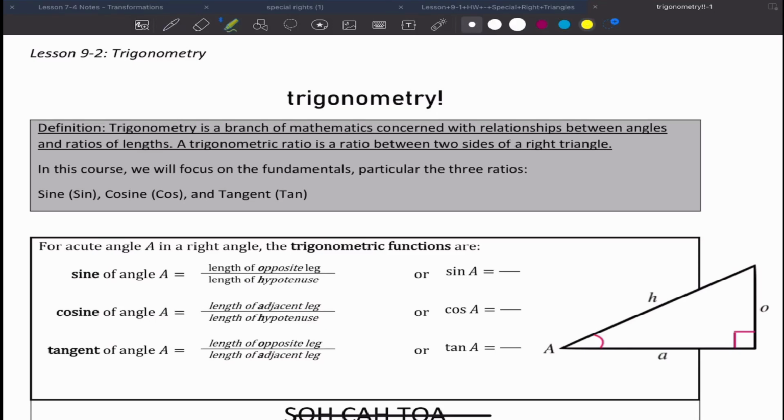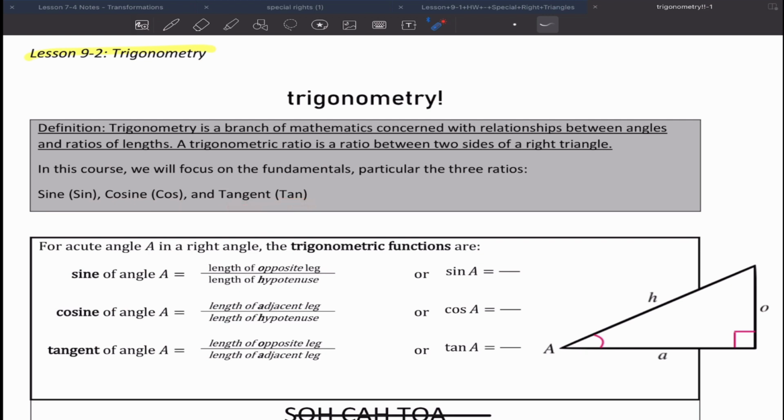Alrighty, lesson 9-2 trigonometry. So, the definition. Trigonometry is a branch of mathematics concerned with relationships between angles and ratios of length. A trigonometric ratio is a ratio between two sides of a right triangle. Now, in this course, we will focus on the fundamentals. We're going to be focusing on three ratios: sine, cosine, and tangent.